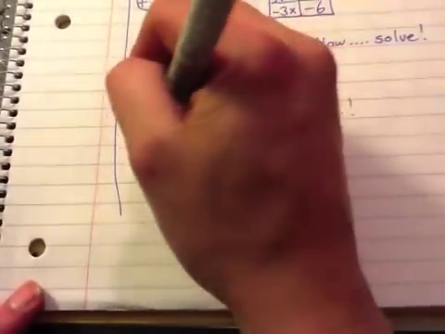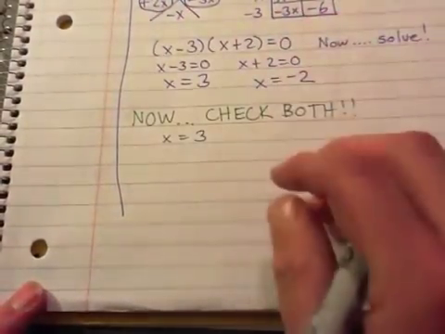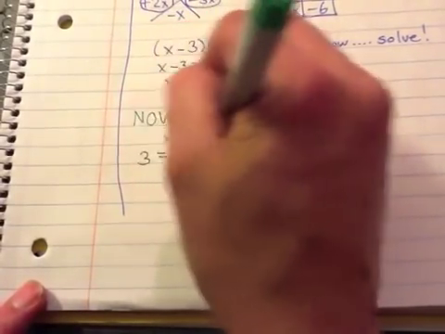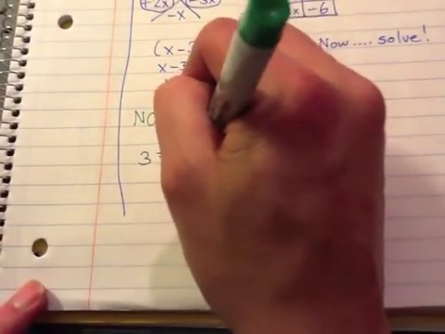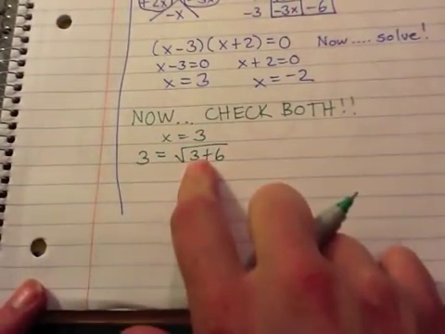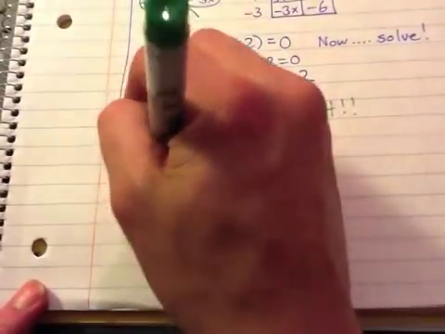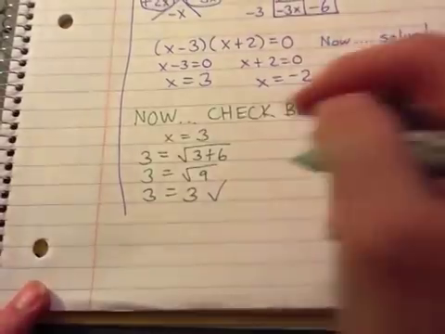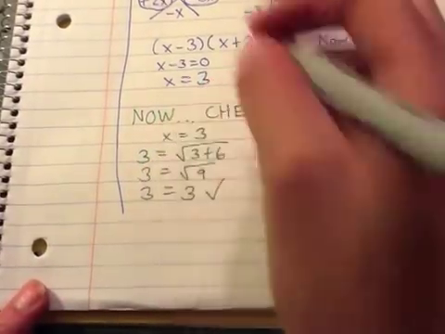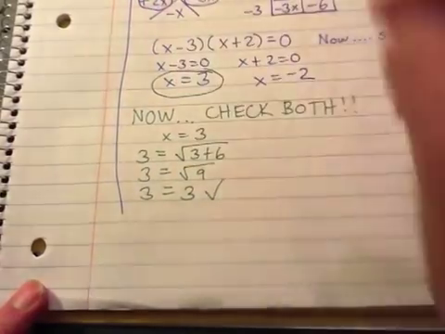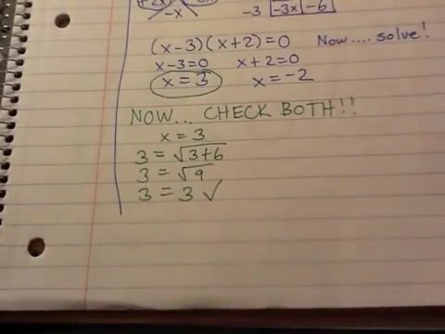So let's start with x equals 3. I go to my original problem, which was 3 equals square root of x plus 6. I plugged in 3 for x, and I get 3 equals the square root of 9, and 3 does equal 3, so that one was right. So I can circle x equals 3 as one of my solutions for sure.